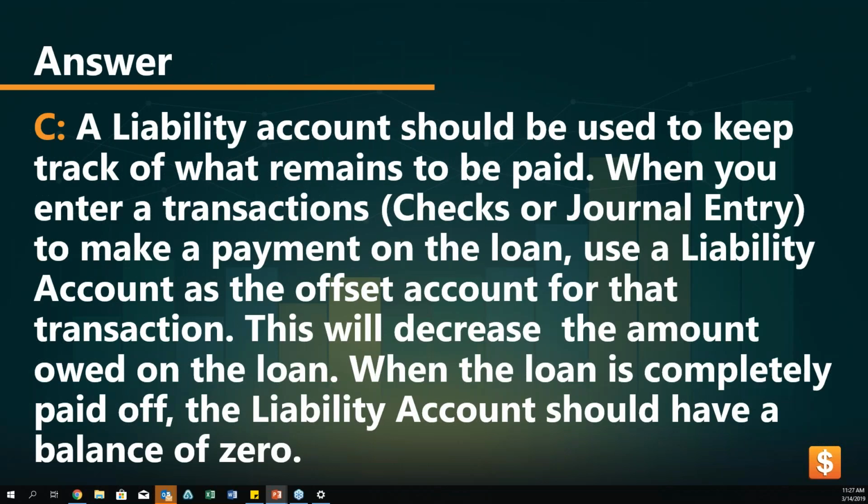A liability account should be used to keep track of what remains to be paid. When you enter a transaction, checks, or journal entries to make a payment on the loan, use a liability account as the offset account for that transaction. This will decrease the amount of the loan. When the liability is completely paid off, the liability account should have a balance of 0. We'll talk more about loan payments in our next training.